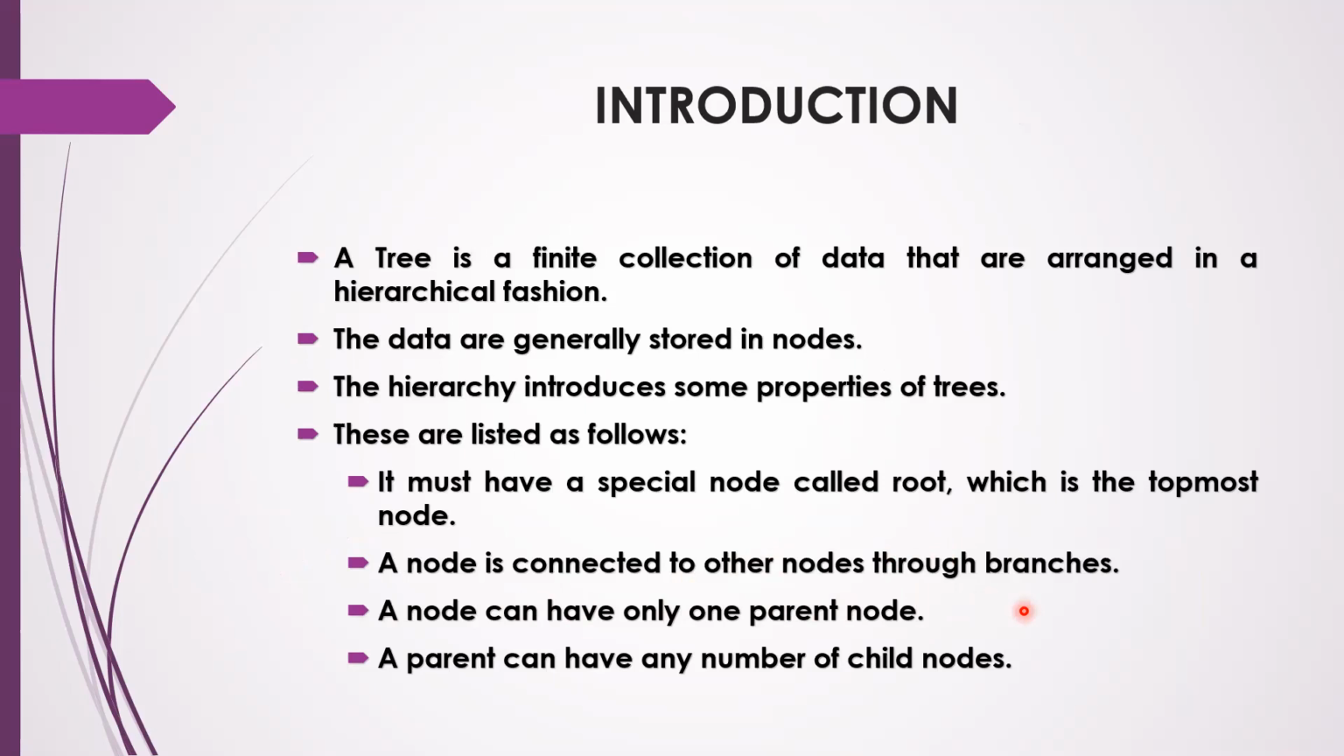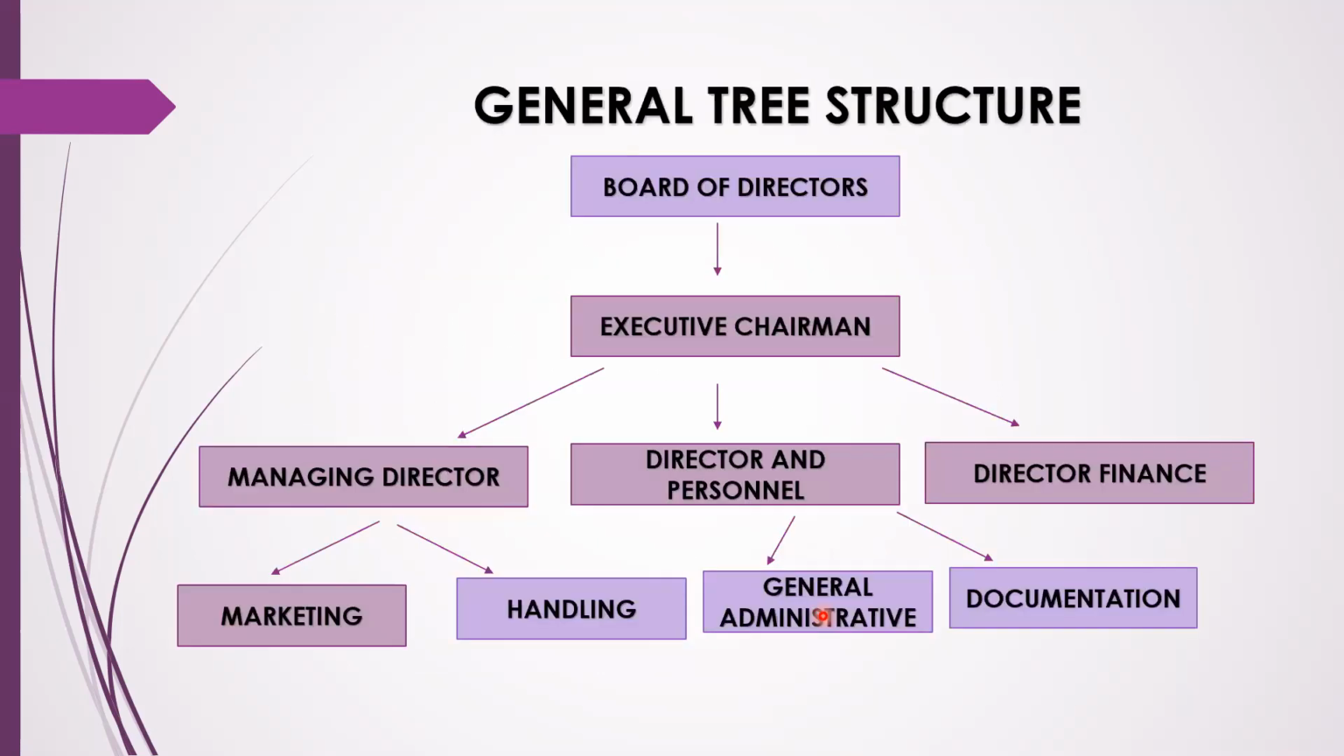We call each element in a tree a node. A node is connected to other nodes through branches. A node can have only one parent node, which is an important point to note. For example, executive chairman has only one parent node, board of directors. Managing director has one parent, executive chairman. Director personnel's parent node is executive chairman. Director finance's parent node is executive chairman.